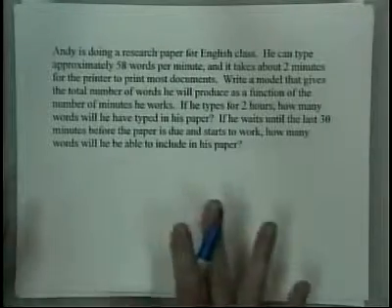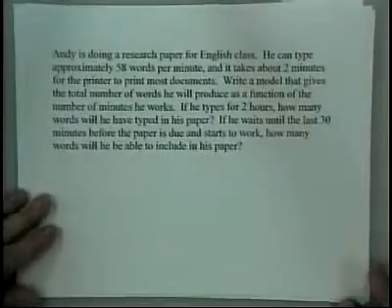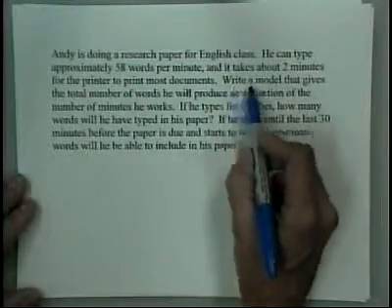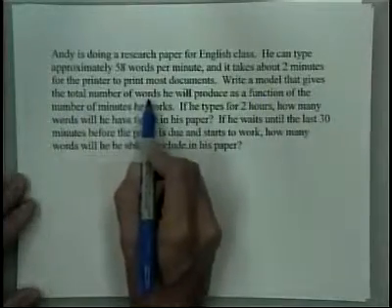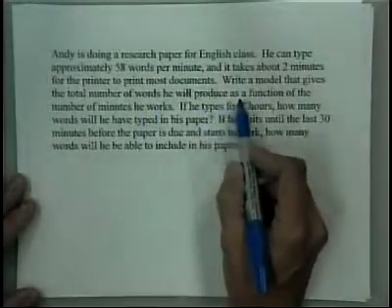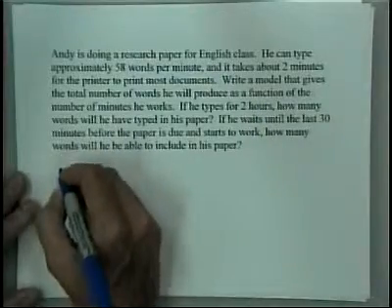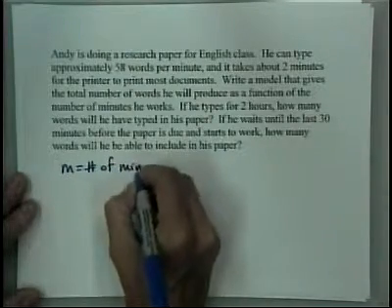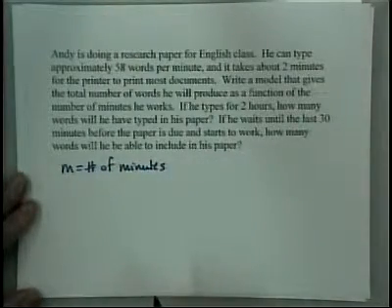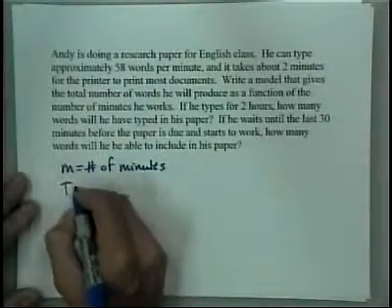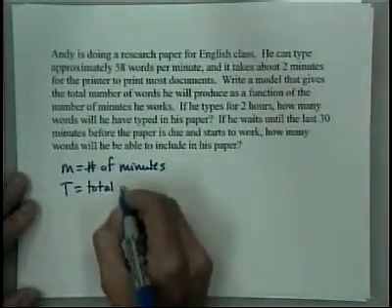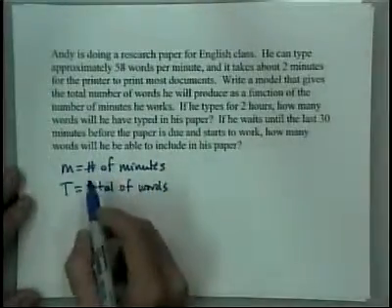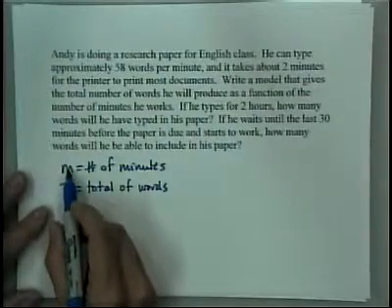We'll be a little bit less formal as far as our invests procedure, but we're definitely going to start by identifying some variables. We want to write a model that gives the total number of words he will produce as a function of the number of minutes. So let's let M be the number of minutes he works. And we'll let T be the total number of words he'll produce.